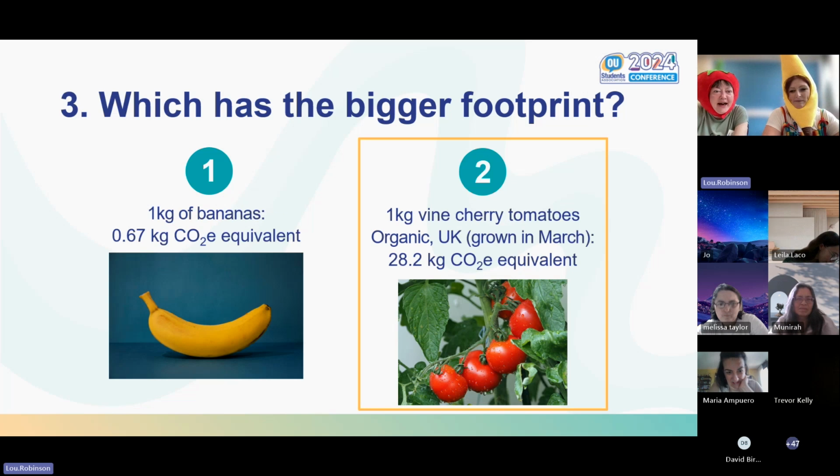And then the fun one, the one that we always do: which has a bigger footprint? 1 kilogram of bananas has 0.67 kilograms CO2 equivalent, compared to 28.2 kilograms of CO2 equivalent for 1 kilogram of vine cherry tomatoes, organic and grown in the UK in March.